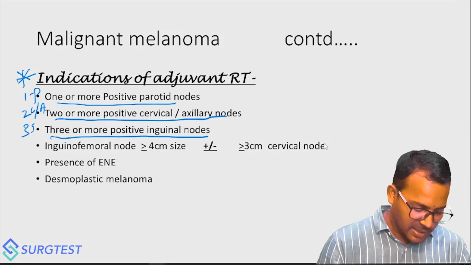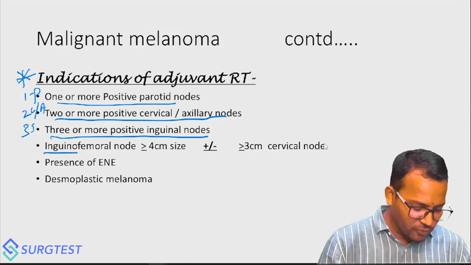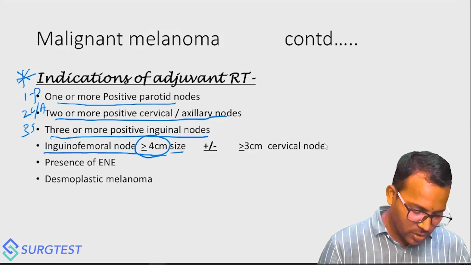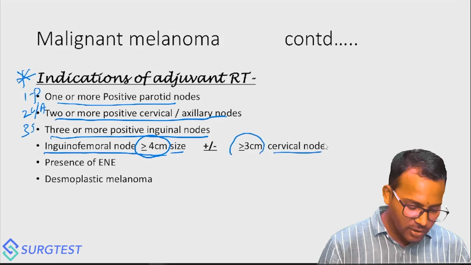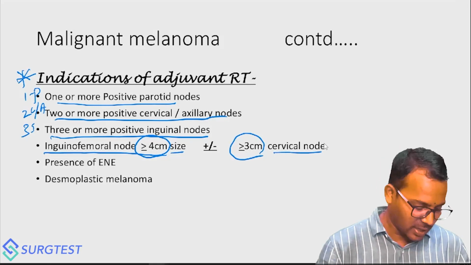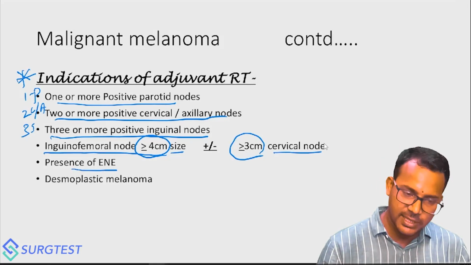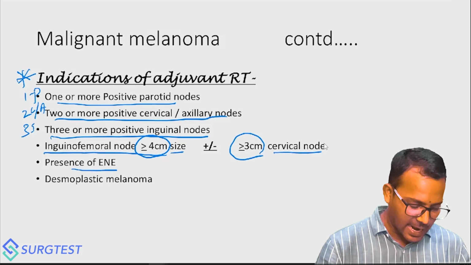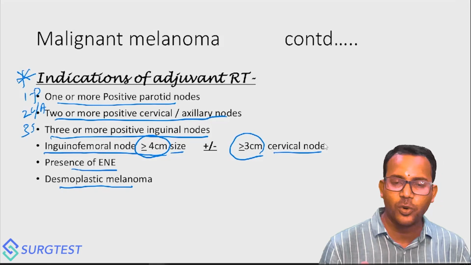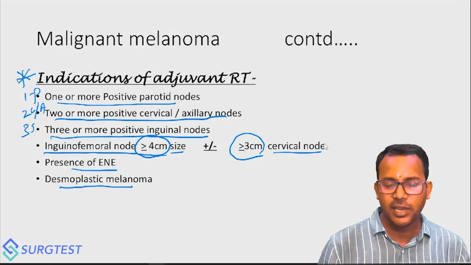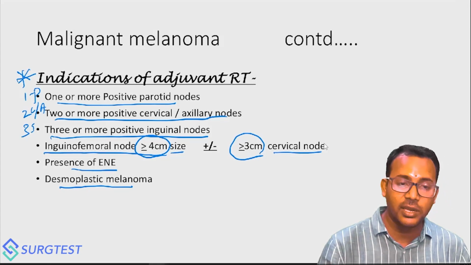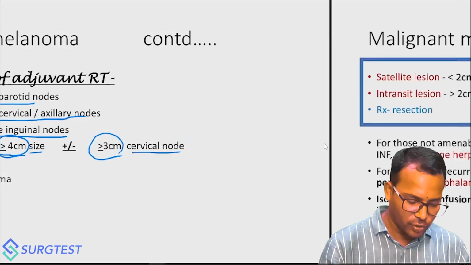At the same time, if you have an inguinofemoral node which is more than 4 centimeters in size, or a cervical node which is more than or equal to 3 centimeters in size, you have to give adjuvant RT. Presence of extranodal extension is an indication for adjuvant RT, and desmoplastic melanoma, irrespective of its size or lymph node involvement, is an indication for adjuvant RT. So these are the various indications of adjuvant RT in malignant melanoma that you have to remember.